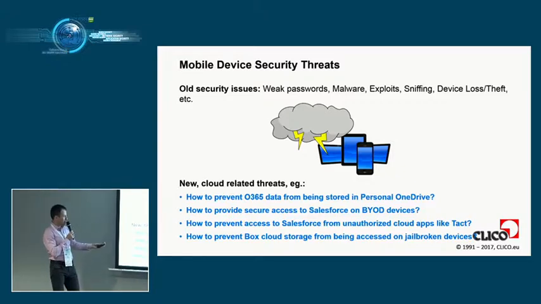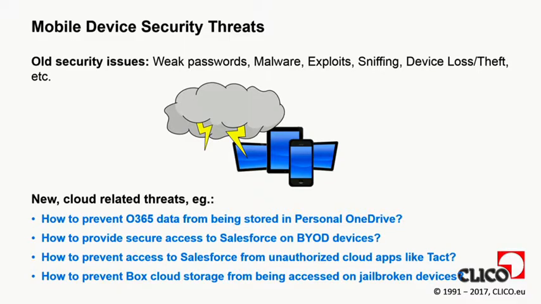For example, how to provide secure access to Salesforce on bring your own devices. How to prevent access to Salesforce from unauthorized cloud applications. They can use the API for Salesforce, and an unauthorized application can access sensitive company data. How to prevent Box cloud storage from being accessed on jailbroken devices when the native operating system safeguards were switched off by the user.